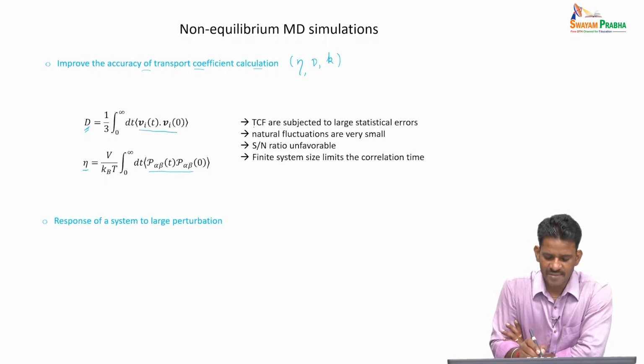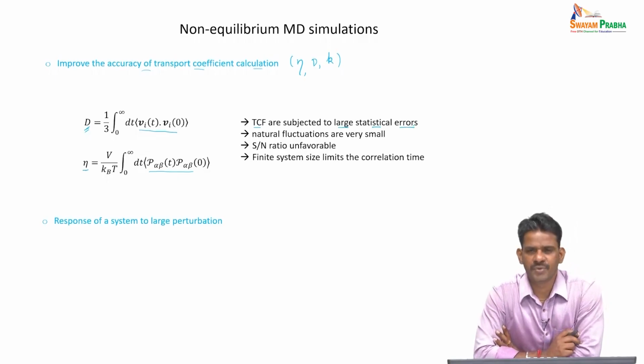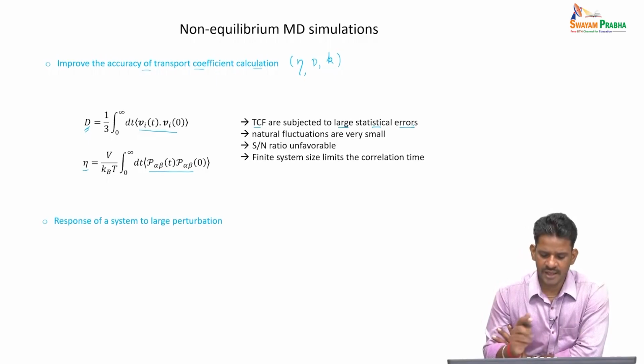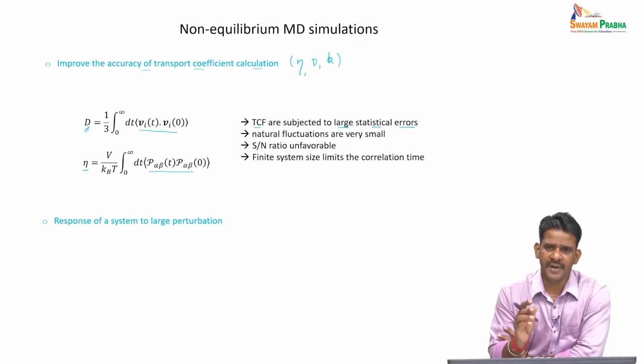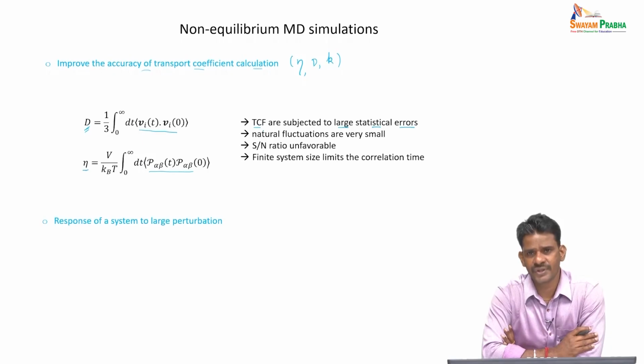For instance, these time correlation functions are typically subjected to large statistical errors. In our previous discussion, we talked about systematic and statistical errors. The statistical error comes about because of the finite length of the simulations, and we looked at how the amount of error in the calculation of time correlation functions is quite large. Mainly this is because we depend on natural fluctuations happening in the equilibrium simulations to calculate the time correlation functions, and these are very small fluctuations. So, the error involved could also be quite high.